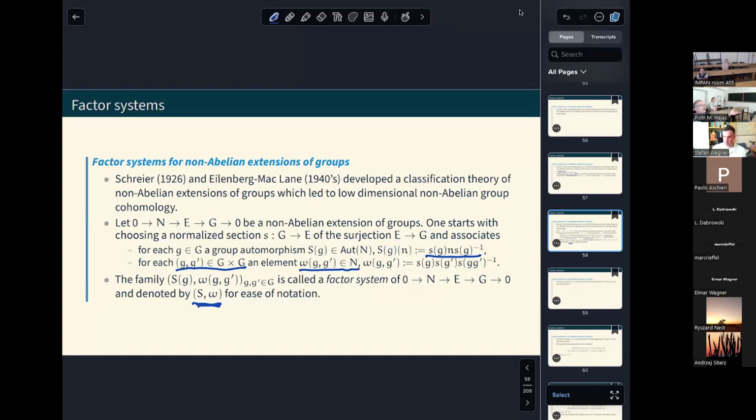Okay. That's exactly what will give you a cocycle, this omega, right? Yeah, the omegas are the cocycles. Yeah, absolutely. Depending on the theory, if you have central extensions or abelian extensions, everything is a bit nicer. In the non-abelian case, these cocycles are a bit more involved.